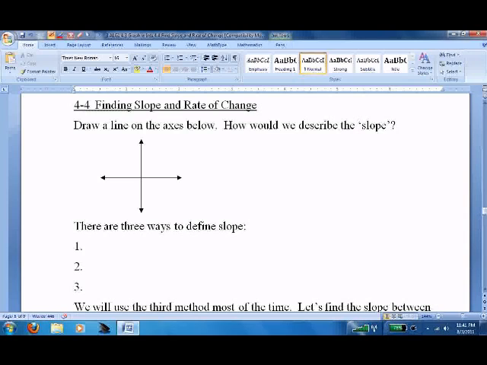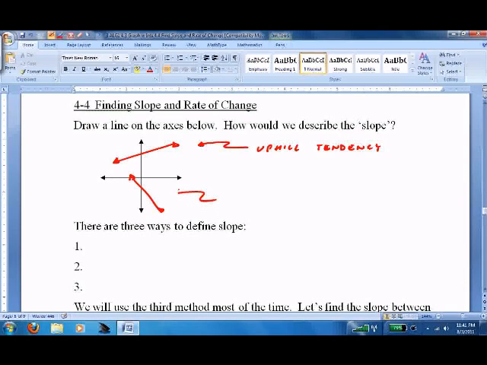Also known as a rate of change. So let's draw a line on the axis below. Let's draw one here. How would we describe the slope? And slope, you might have a lawn that slopes up to your house, or live on a hill that has a slope, or you've gone skiing on a slope. We would describe the slope as an uphill tendency. And it could be different. Here it could be like this. In this case, it could be a downhill tendency. Slope might be flat, might be perfectly vertical. If you're a skier, different slopes mean very different things.